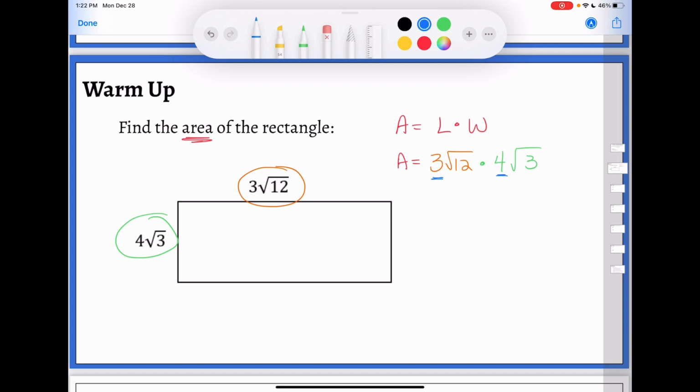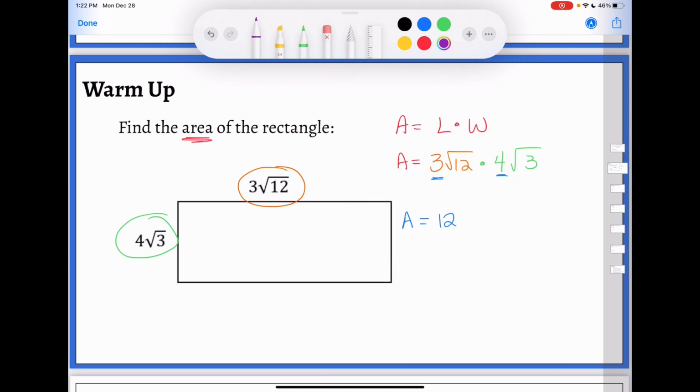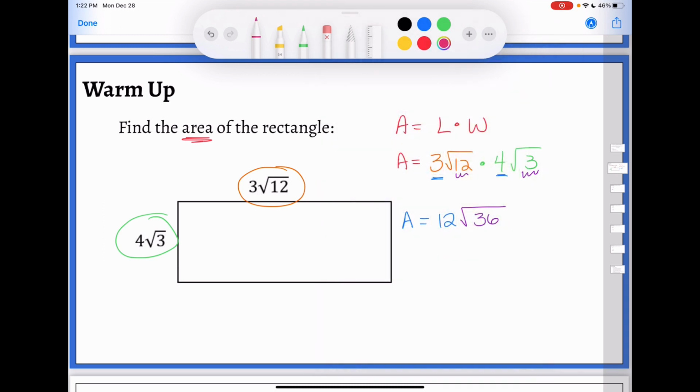So 3 times 4 gives me 12, and that's going to stay on the outside, right? And we do inside times inside. So I need 12 times 3, and that answer is going to stay on the inside. 12 times 3 is 36. So I'm going to have 12 radical 36. Now, like we talked about yesterday, we are not done because we need to check and see if we can simplify. It just so happens that the square root of 36 is a perfect square, right? Square root of 36 is 6.